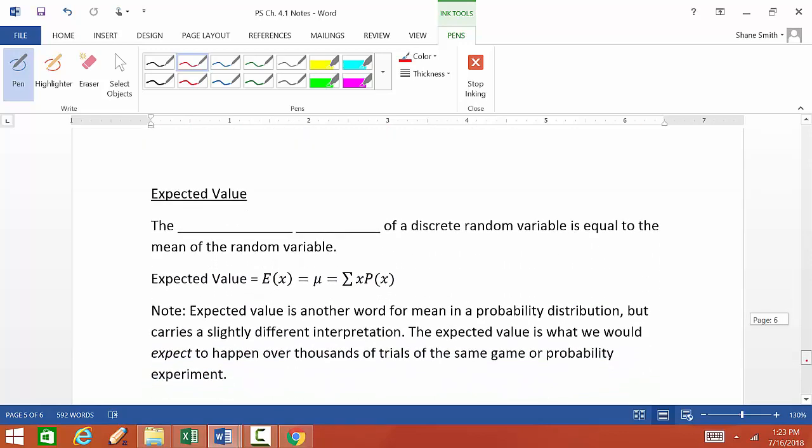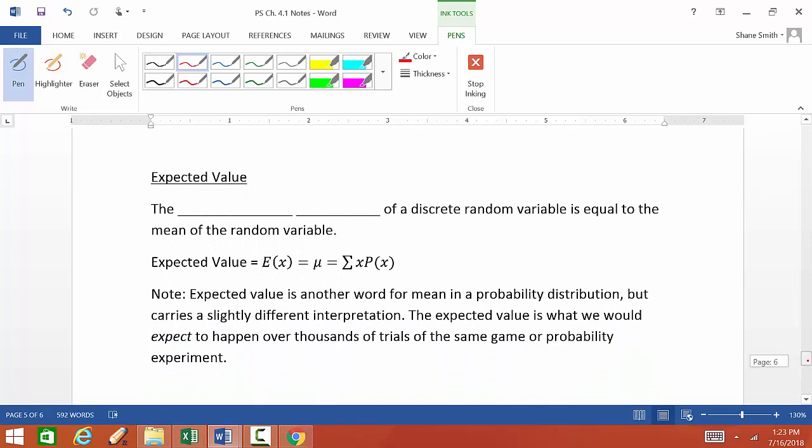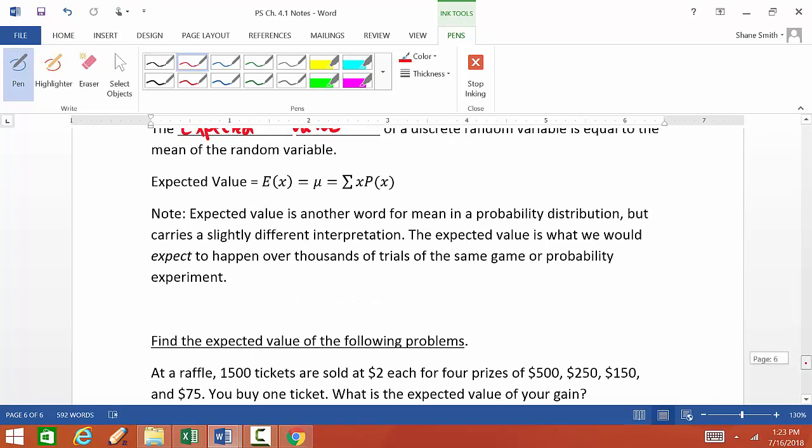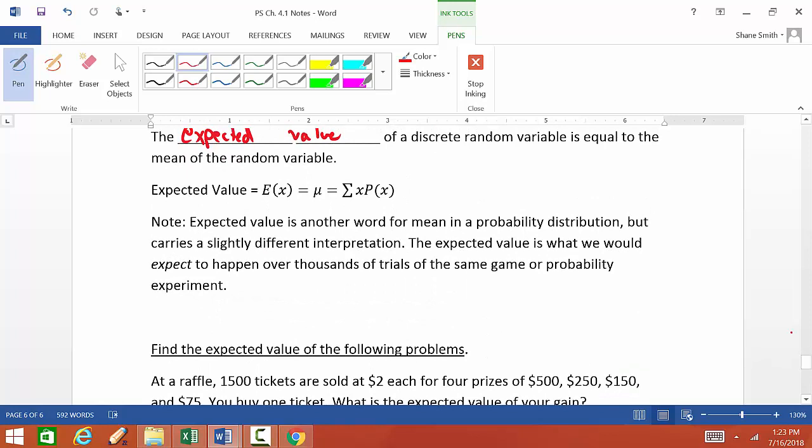Okay, the last thing I want to talk about in this section is expected value. Expected value is a useful concept because it tells you on average how often a value occurs in a probability distribution, and actually it's the same thing as the mean. It just has a slightly different interpretation, but numerically it's exactly the same. And expected value is what we would expect to happen over doing thousands of times of doing the same game or probability experiment. So actually most games have a negative expected value for the player.